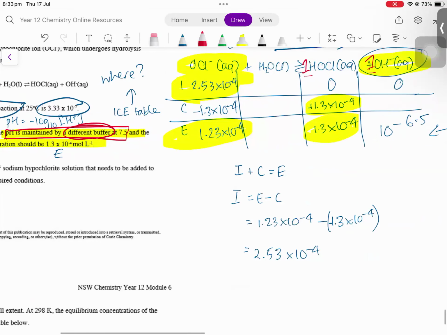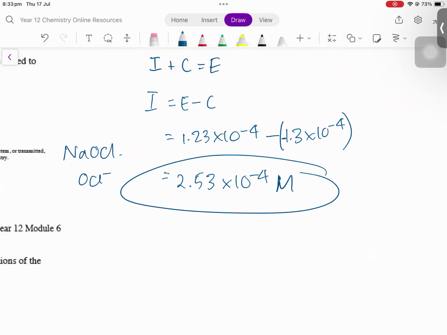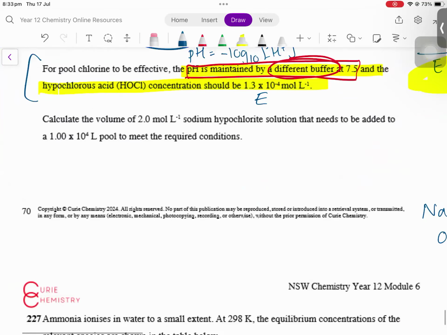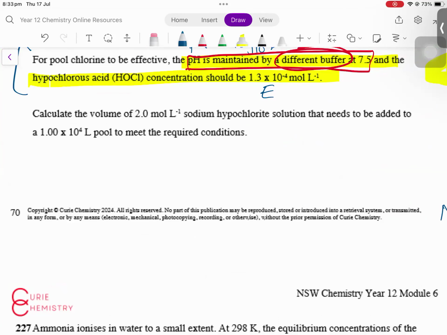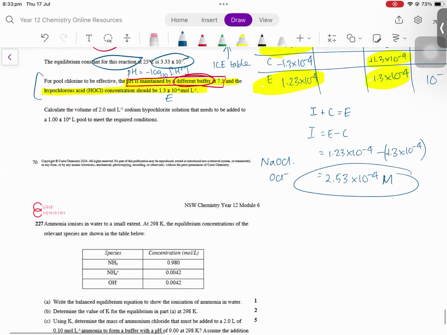So this is your initial concentration of OCl minus or NaOCl. It's a 1-to-1 ratio in the pool. It's a little bit sus though. I'm gonna stop here. Do you guys have any ideas where we go from here? I have the concentration of the NaOCl in the pool.